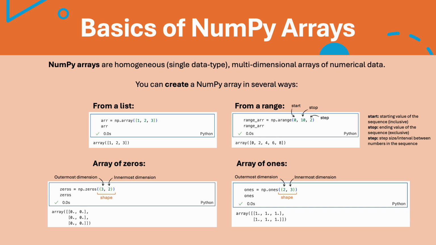And you can think about arrays as lists of lists in this case. So the outermost dimension would be the number of lists that you have, and then the innermost dimension for a 2-dimensional array would be the number of elements within each of those lists. So for np.zeros, we're creating 3 lists with 2 elements per list, and for np.ones, we're creating 2 lists with 3 elements per list.